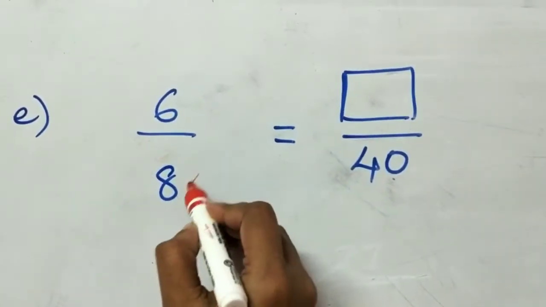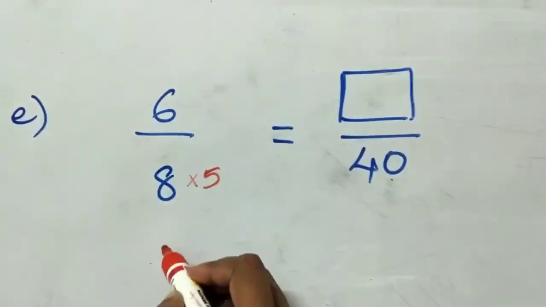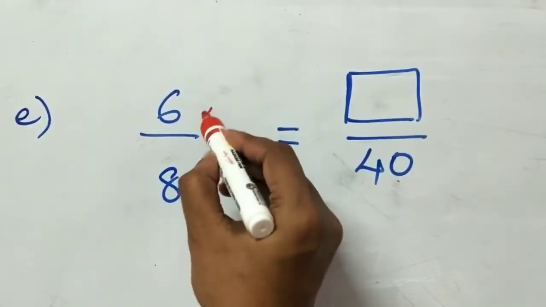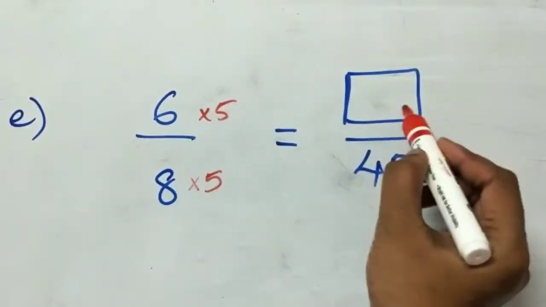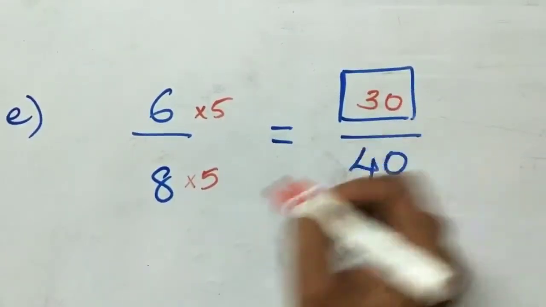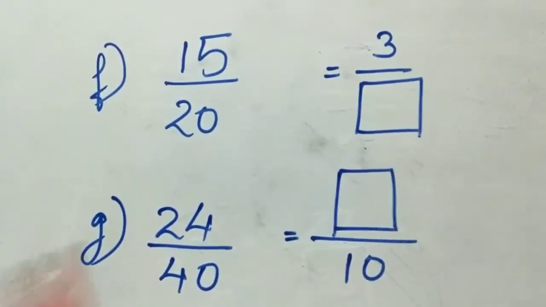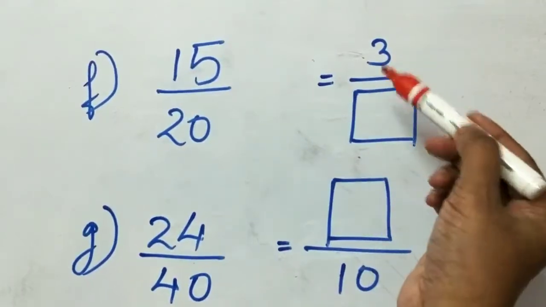6 by 8 is equal to dash by 40. 8 into 5, 5 8's 40. So 6 into 5, 30. 30 by 40.